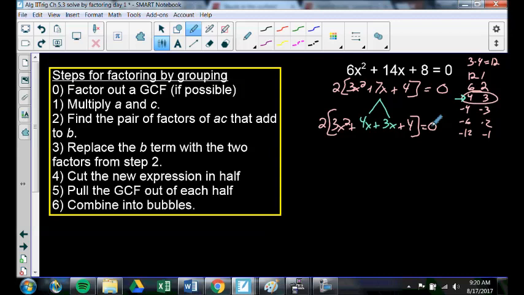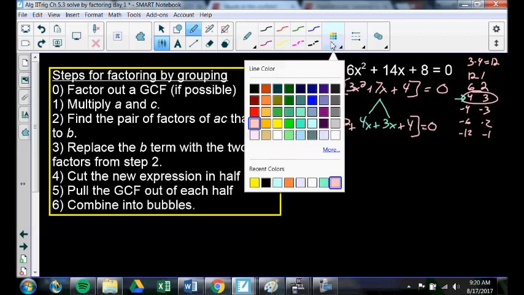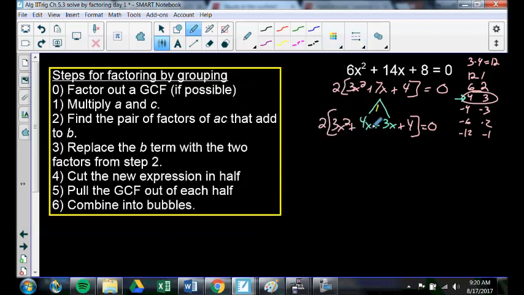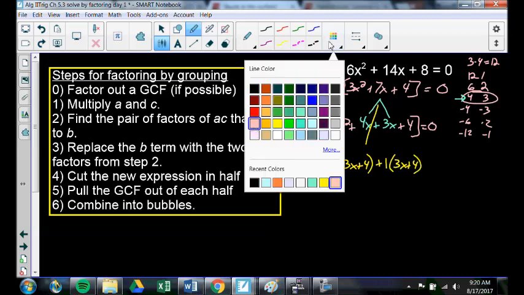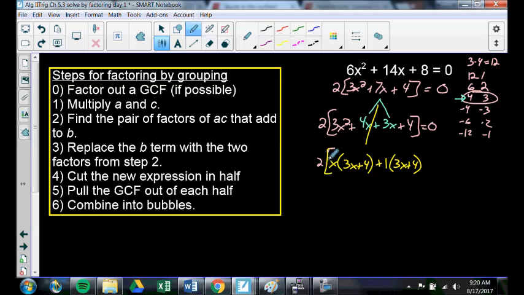Now I split into bubbles. So I slash this in the middle. On the left half I can pull out just an x, leaving me with 3x plus 4. On the right half I can pull out nothing. They have nothing in common, so I'm going to put a plus 1, just because I want to be able to pull out something. And that still leaves behind a 3x plus 4. Don't forget the 2 is here. Let's make this pink.